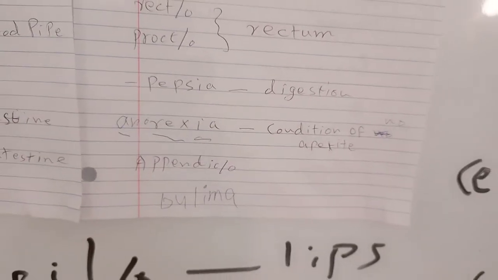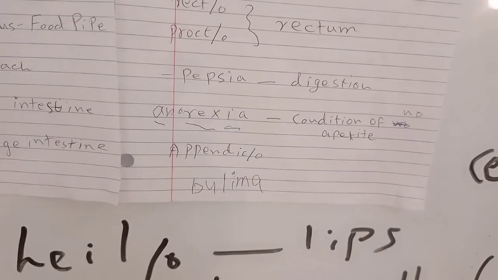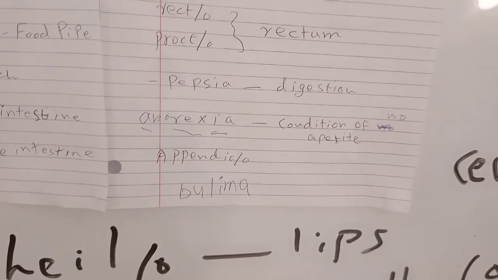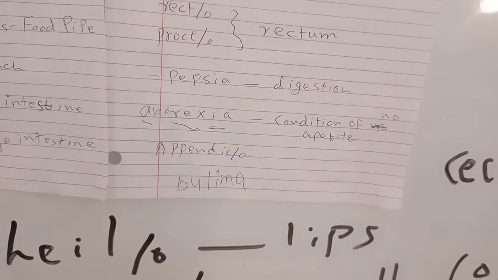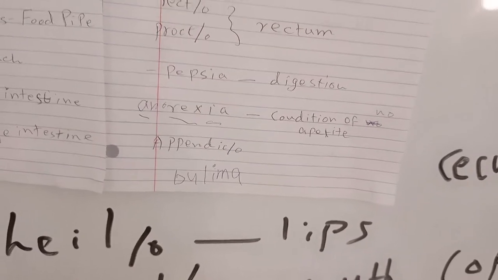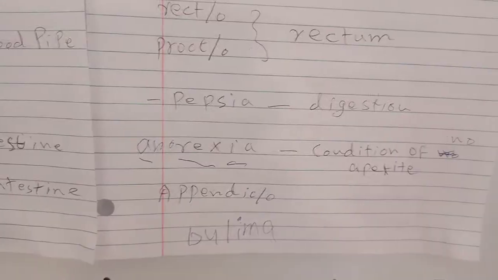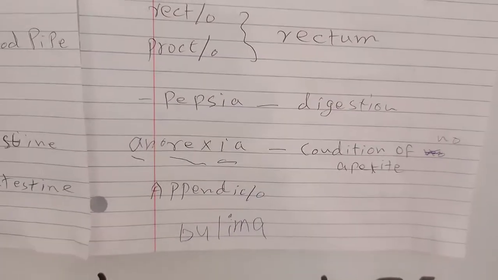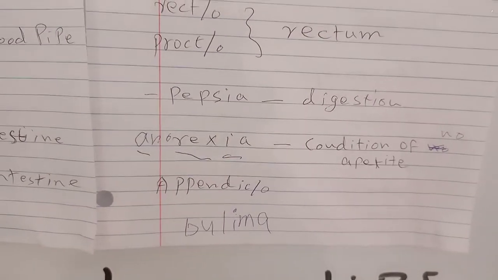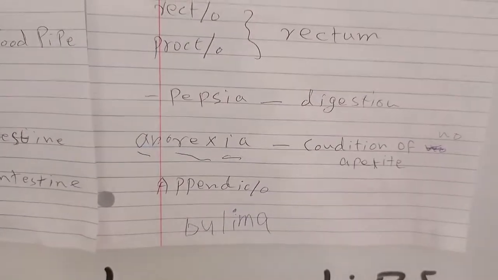Next word is pepsia. Pepsia means digestion. Dyspepsia, difficulty in digestion. Apepsia, no digestion. Next word is anorexia. Anorexia, condition of no appetite. A and N mean no, rex means appetite, ia is condition of. So anorexia is the condition of no appetite.